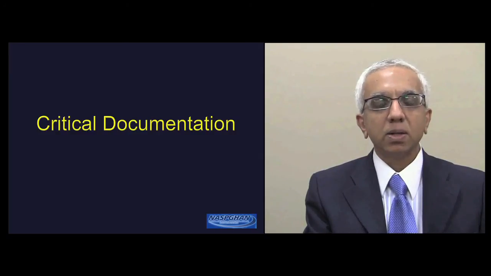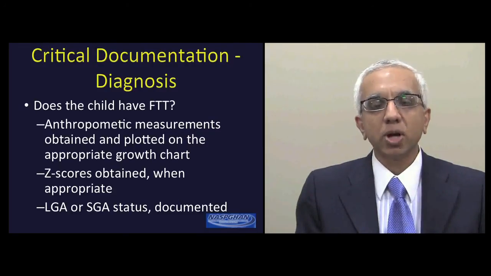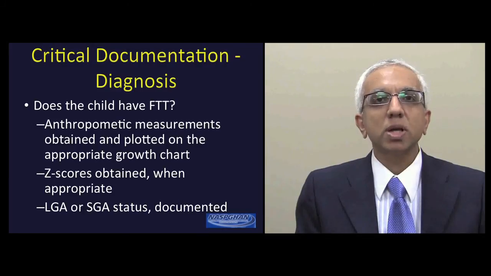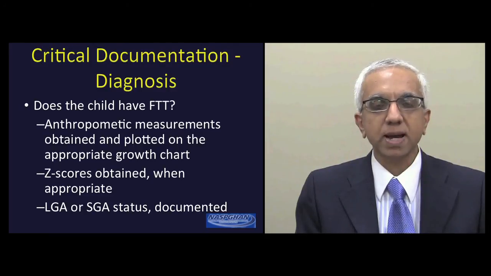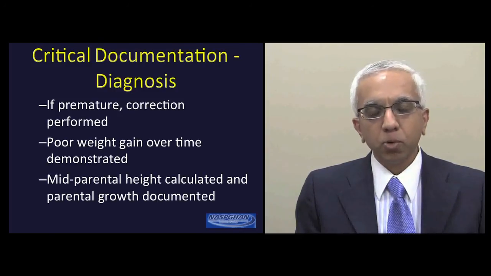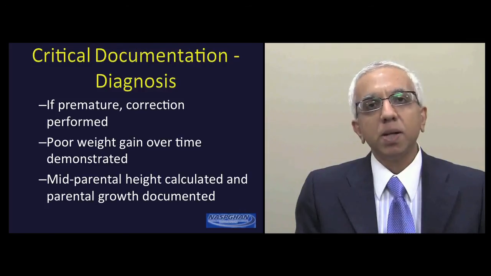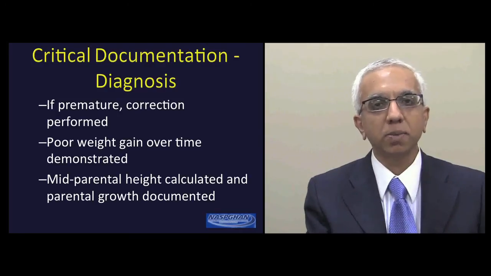Moving on to the critical documentation that is necessary. The first is to document whether the child does have FTT. So we would require you to obtain anthropometric measurements accurately and plot on the appropriate growth chart, obtain z-scores as and when appropriate. A large for gestational age or small for gestational age status needs to be documented as needed. If premature correction needs to be performed, poor weight gain over time demonstrated, mid-parental height calculated, and parental growth documented as well.